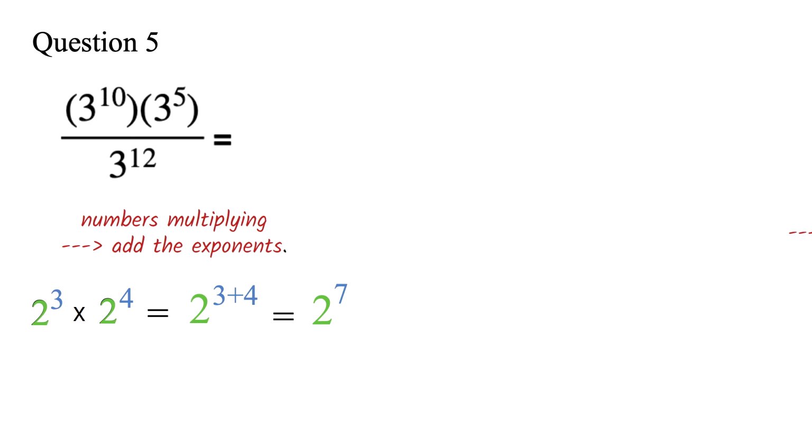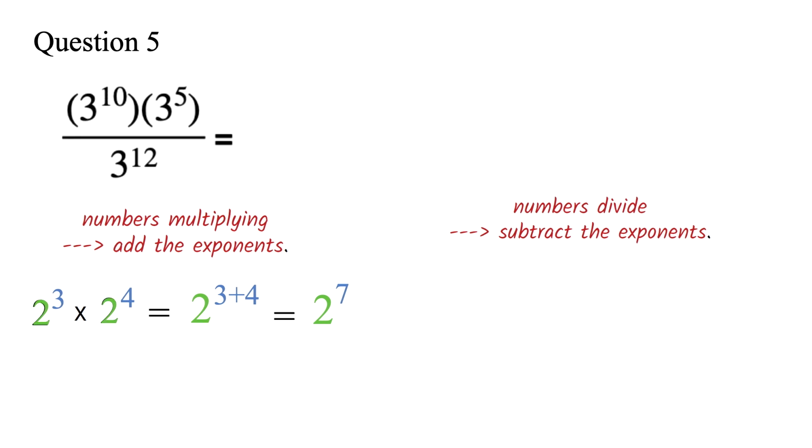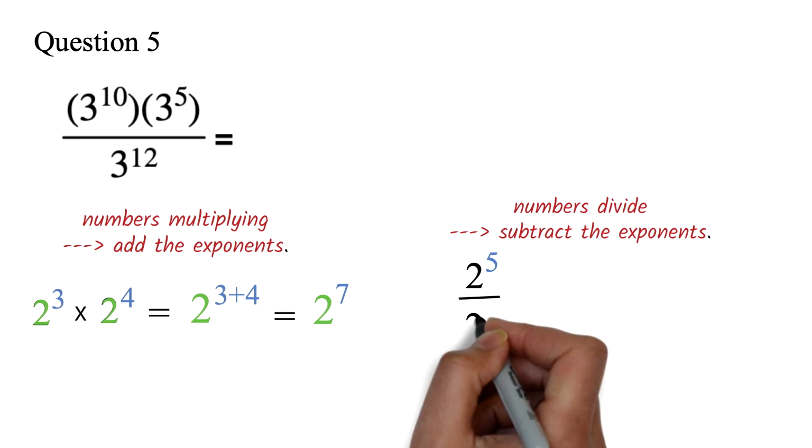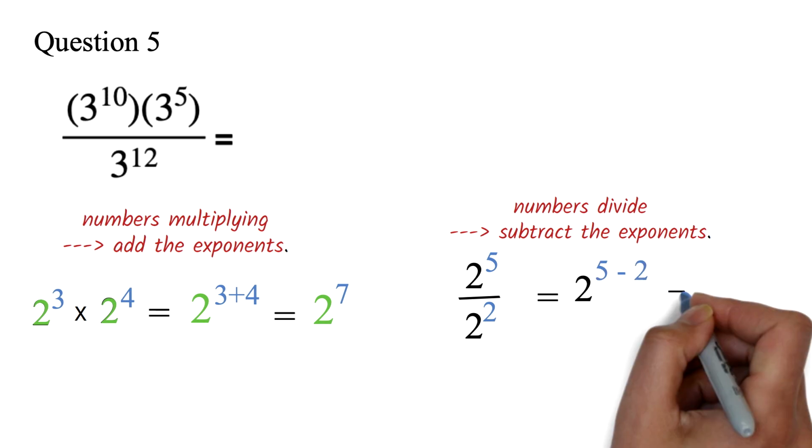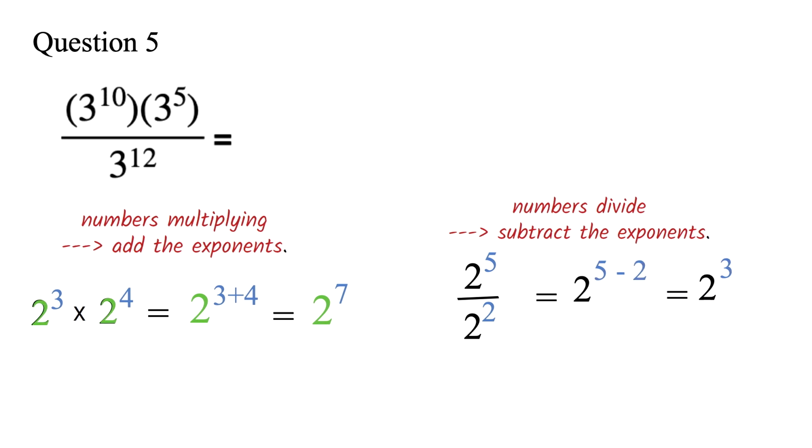Now, if you have a number being divided by another number with the same base, then you can simply subtract the exponents. So 2 exponent 5 divided by 2 exponent 2 will be 2 exponent 5 minus 2, which is 2 exponent 3. Please, these two rules apply only when the bases are the same.